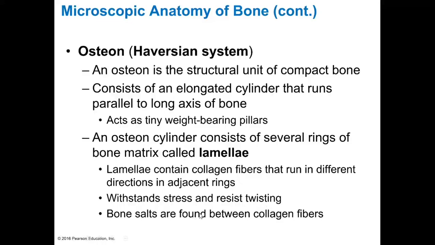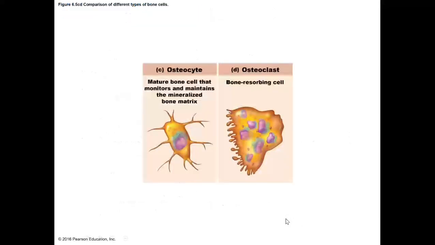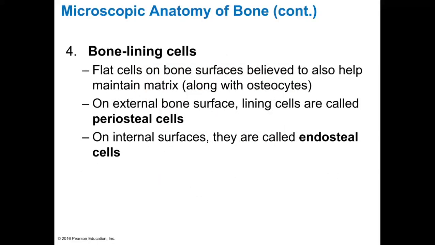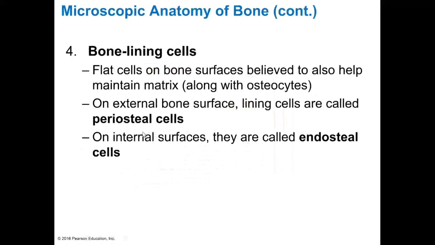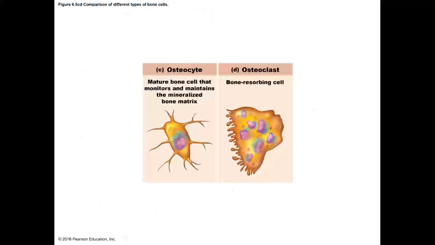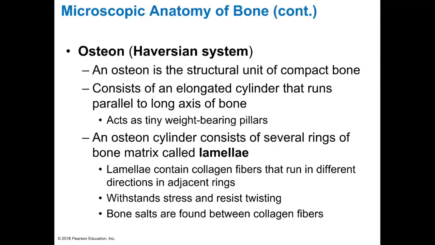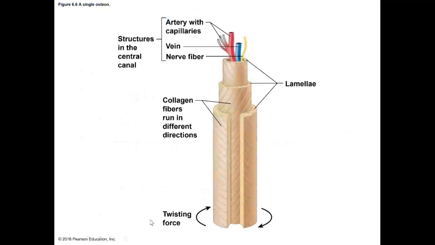Bone salts are found between the collagen fibers. Now, collagen fibers we saw over here, where we said that basically the majority of the bone's protein is collagen. But we're going to harden that with calcium and phosphoric salts, which when you mix those two together, they come up with a name called hydroxyapatites. We'll talk about that in a little bit, but those are the bone salts, hydroxyapatites. And so here's our twistor resistor, clockwise, counterclockwise.